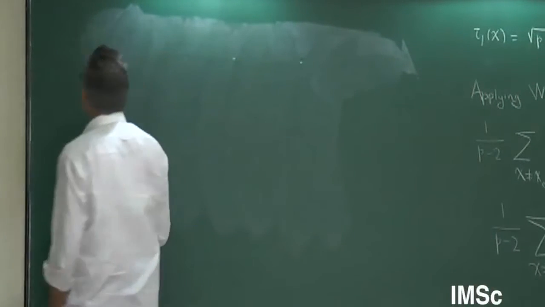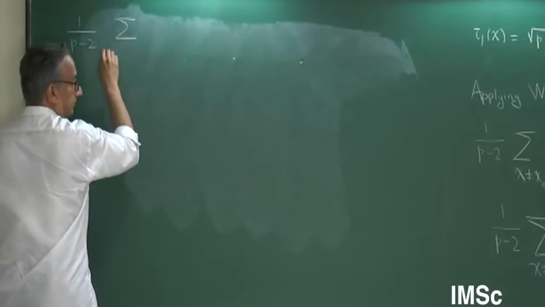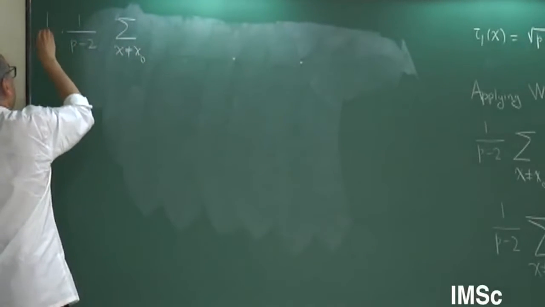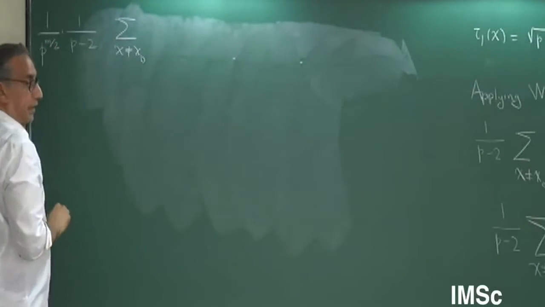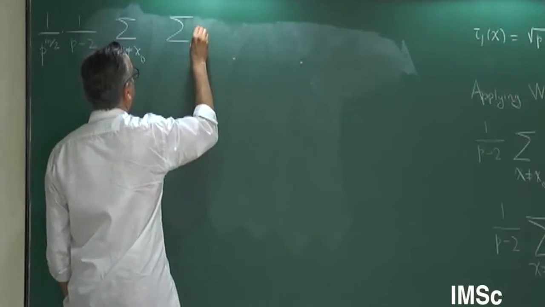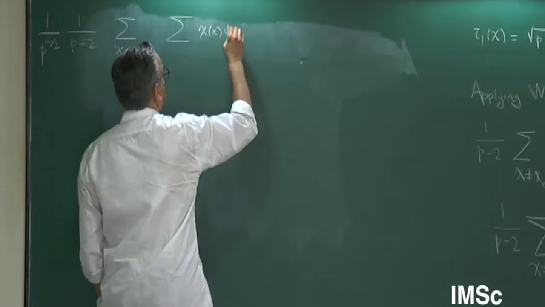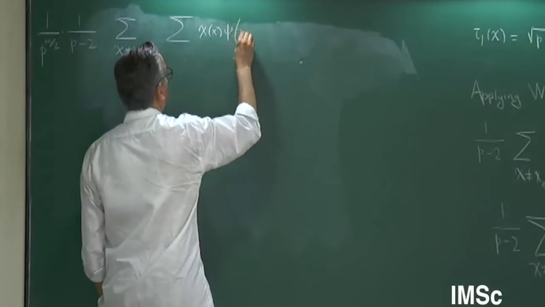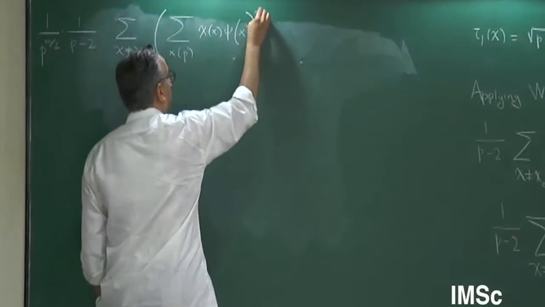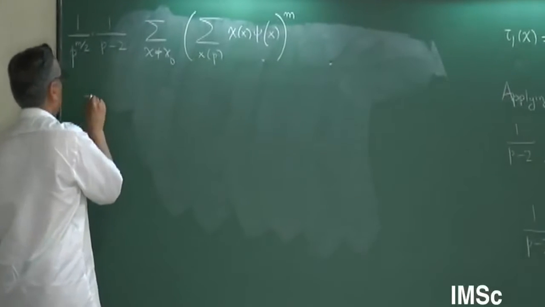So let's do that. Let's try to study this. And let's bring out the p to the m over 2 outside, and then the mth power of the Gauss sum. So remember that this is just the sum of chi of x psi of x mod p. We raise it to the mth power. Okay. So when I expand this, it's 1 over p.